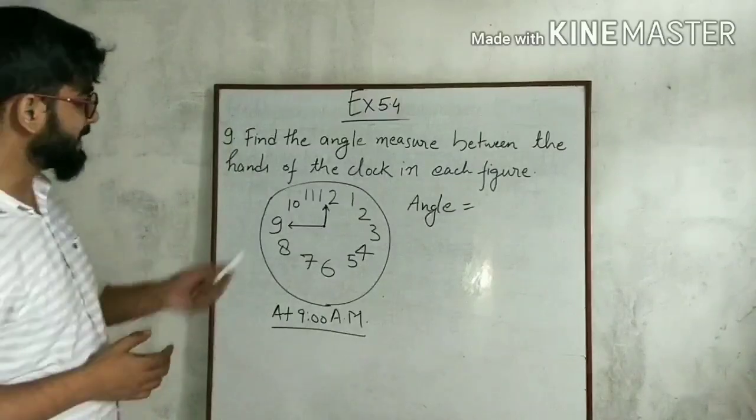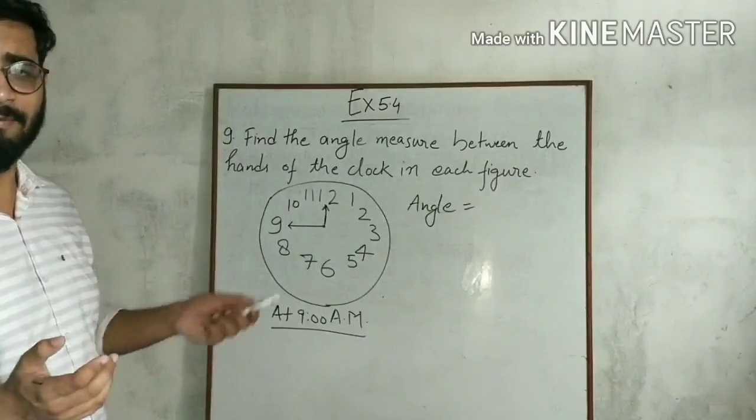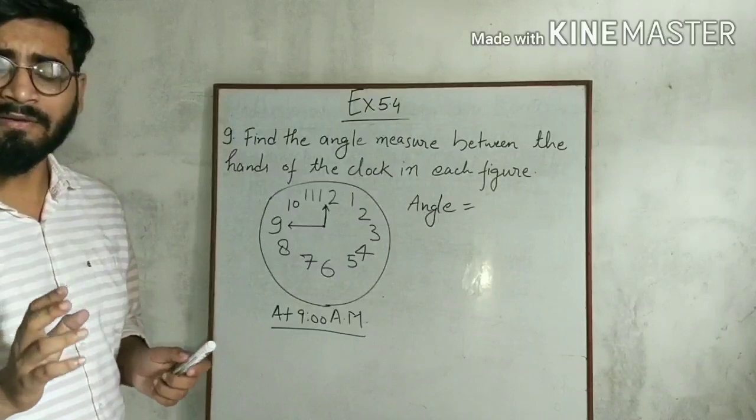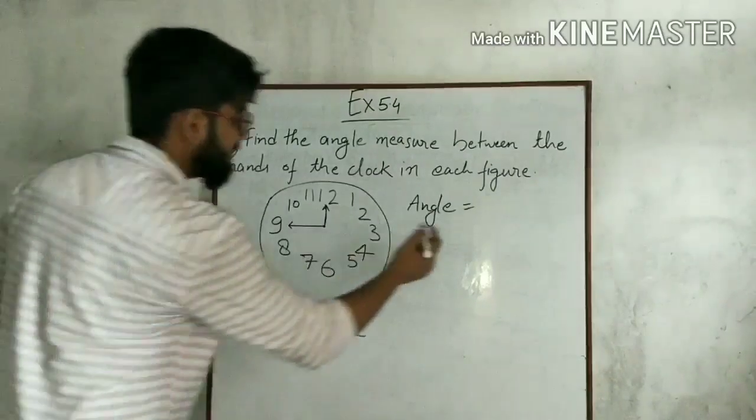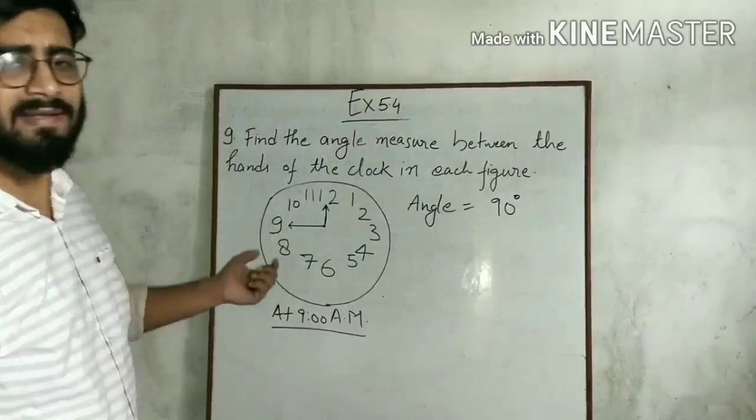Okay. So it is clearly seen that it is an angle of 90 degree. And we also have studied in our previous class that at a distance of 3, we get an angle of 90 degree. Okay. So what is the angle here? 90 degree. If you want, you can also measure it with protractor.